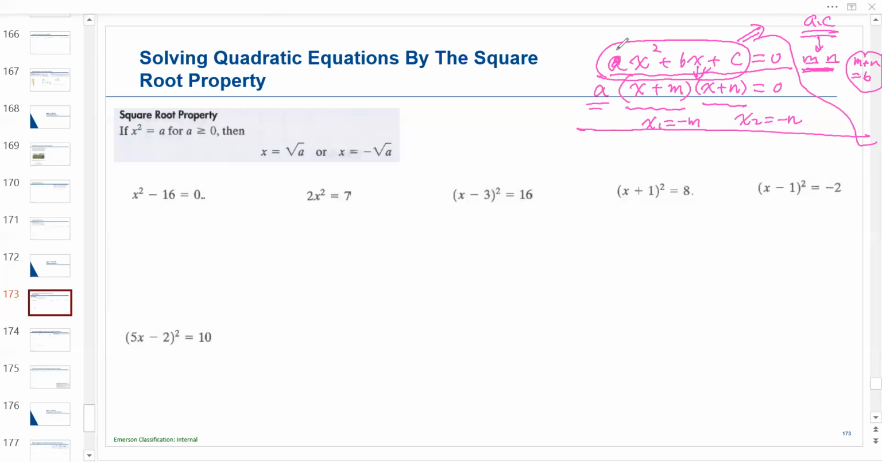If given A, B, C are random, any numbers, how can we solve these kinds of equations? That's why we're introducing square root. That's why I spend a lot of time talking about square root.